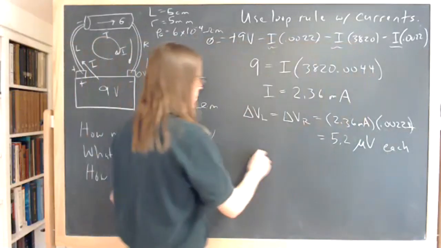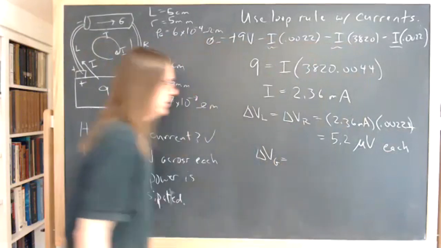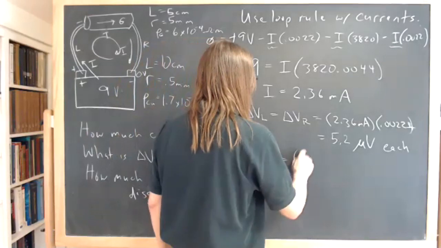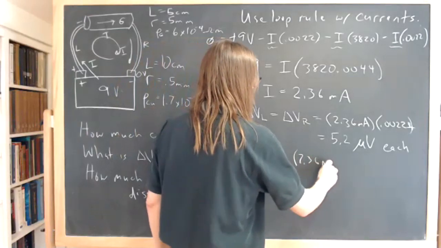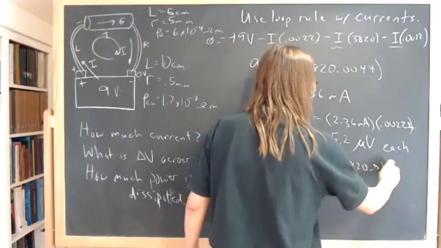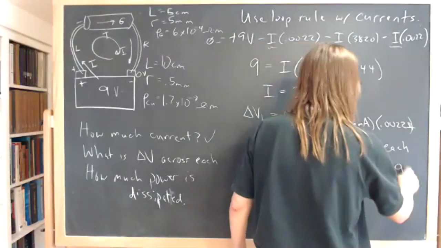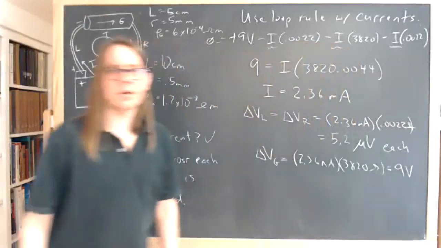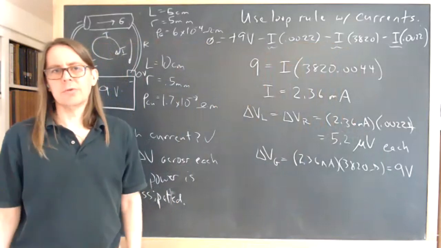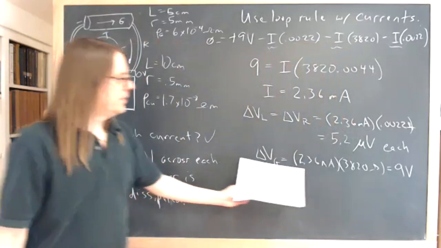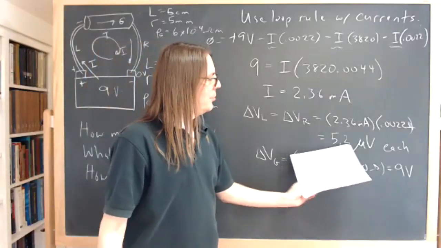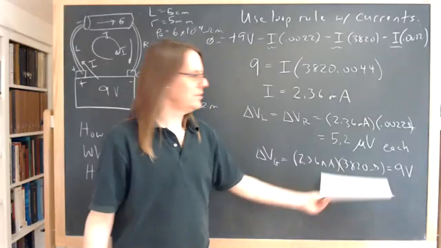So we could say, what is delta V of the graphite rod? Well, you could apply this law, 2.36 milliamps times 3820 ohms, and you're probably going to get something bigger than 9 volts. You're going to panic. The only reason you get something bigger than 9 volts is rounding. You can probably round it up somewhere. The point is, this number, if you did everything without any rounding, would come up 10.4 microvolts within 9 volts. It would essentially be 9 volts.